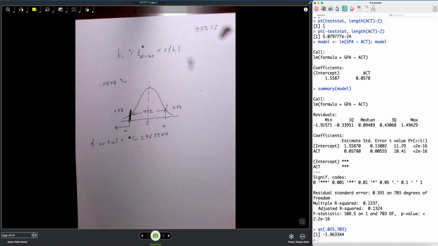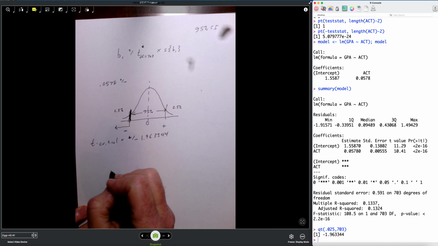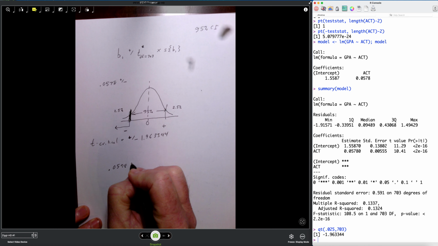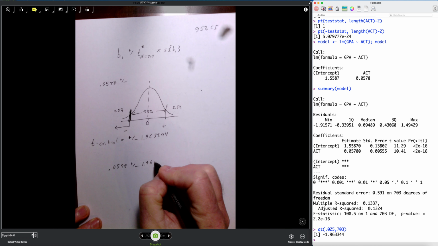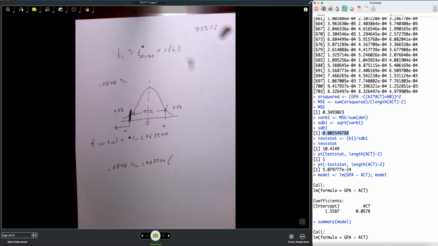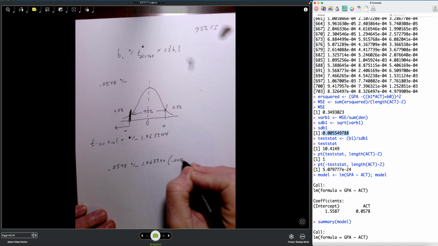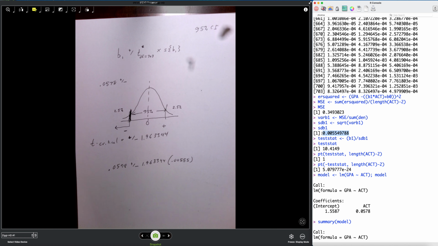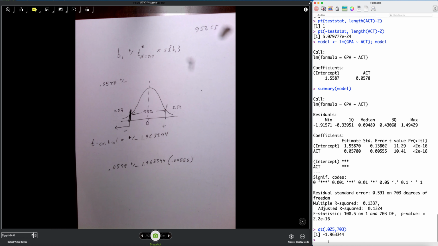All right. Really, we have a very easy calculation here, don't we? So again, I didn't finish this out, but we have 0.0578 plus or minus 1.96344 times the standard deviation for B1, 0.00555. All right, really easy to do with a calculator, but also easy to do in R.